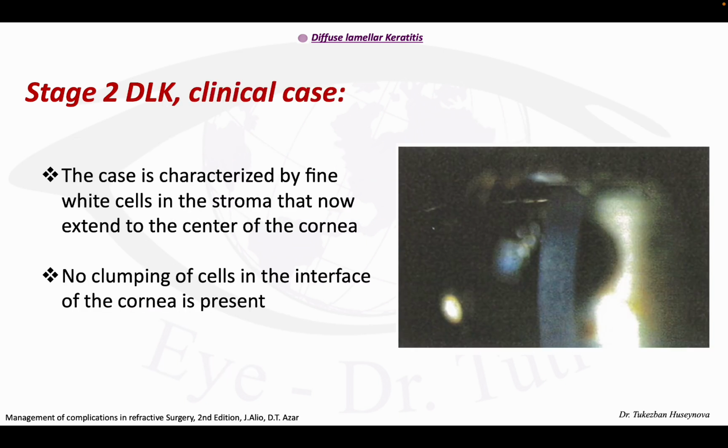Stage 2 DLK, here we can see a clinical case. The case is characterized by white cells in the stroma that now extend to the center of the cornea. There is no clumping of cells in the interface of the cornea.